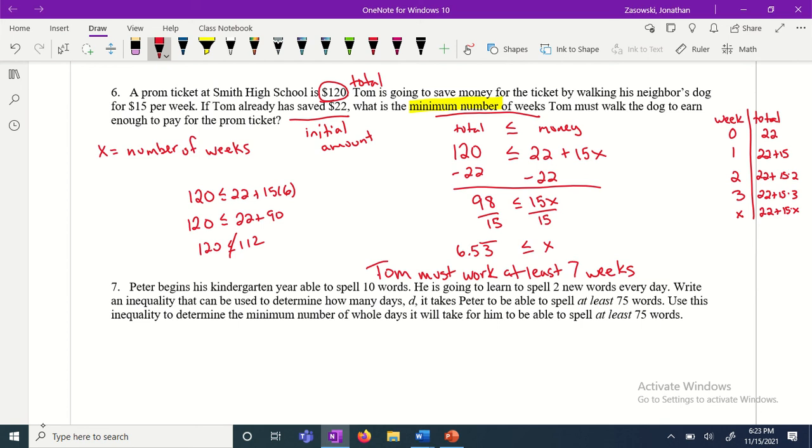So if we check 6, right, and then we check 7, we'll see that with 7, 22 plus 15 times 7. Whoops, I can already see a mistake there. 120 is less than or equal to, and then we can just plug the whole right side. 22 plus 15 times 7. This is 127. So we can see that this does work. Okay, it's more than we need, but I have to work at least 7 weeks to get there.